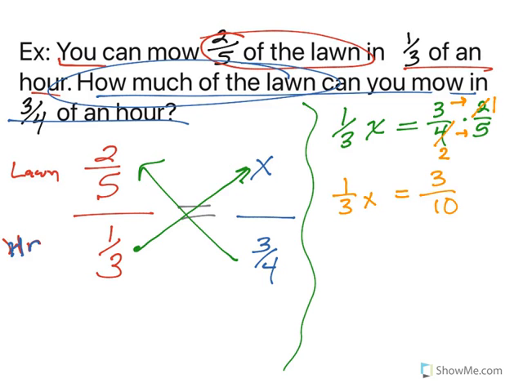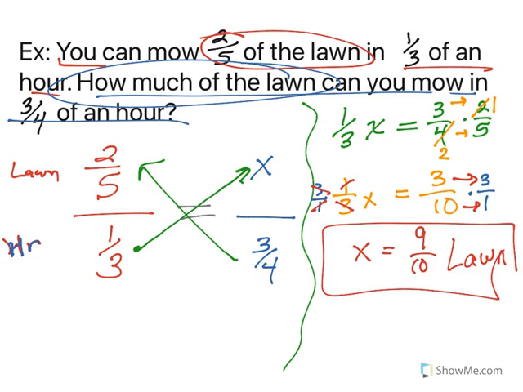Great. So now I want to get X by itself. So if I multiply by the reciprocal of 3/1, because when I do that, the 3's cancel out, the 1's cancel out, I'm left with just 1X. And now on the left, I multiply straight across. 3 times 3 is 9. 10 times 1 is 10. So I can mow 9/10 of the lawn in 3/4 of an hour.